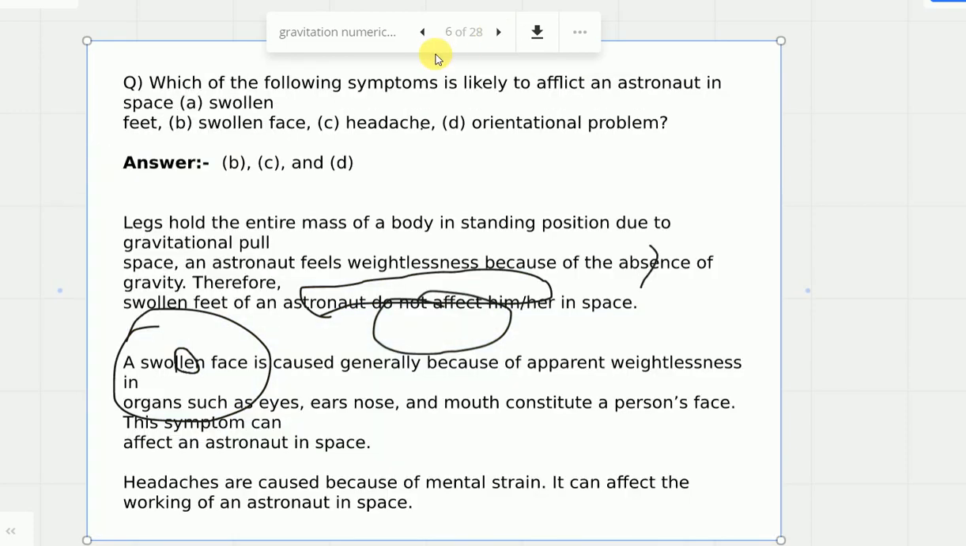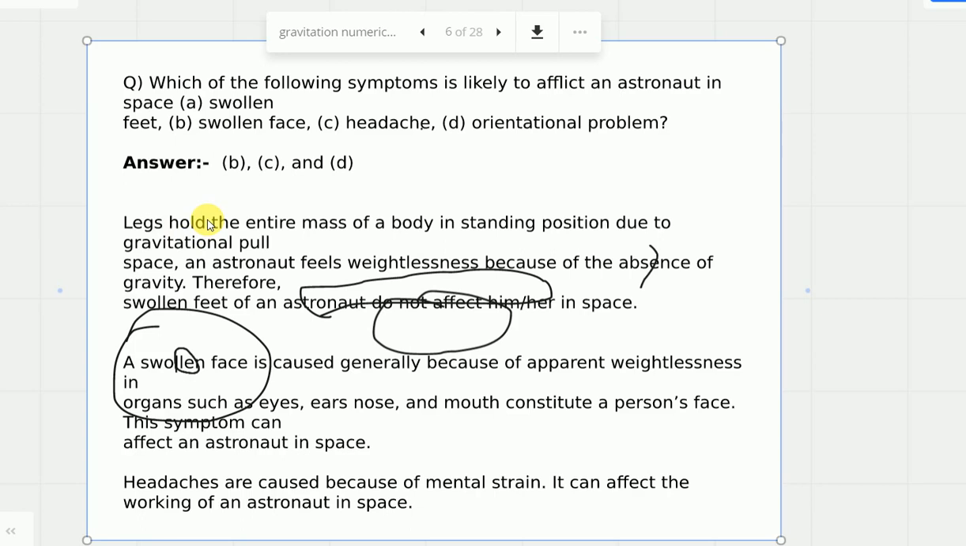The next question. Which of the following symptoms is likely to afflict an astronaut in space? Swelling face, headache, orientation problem. Everything is written, so I don't have to recite this. I'm holding it for 30 or 40 seconds. You just read it, and after that you will proceed.